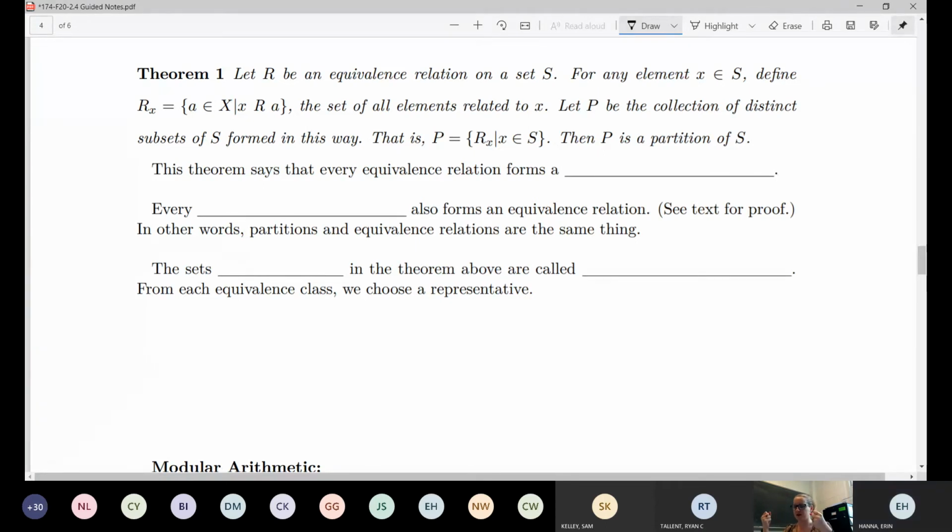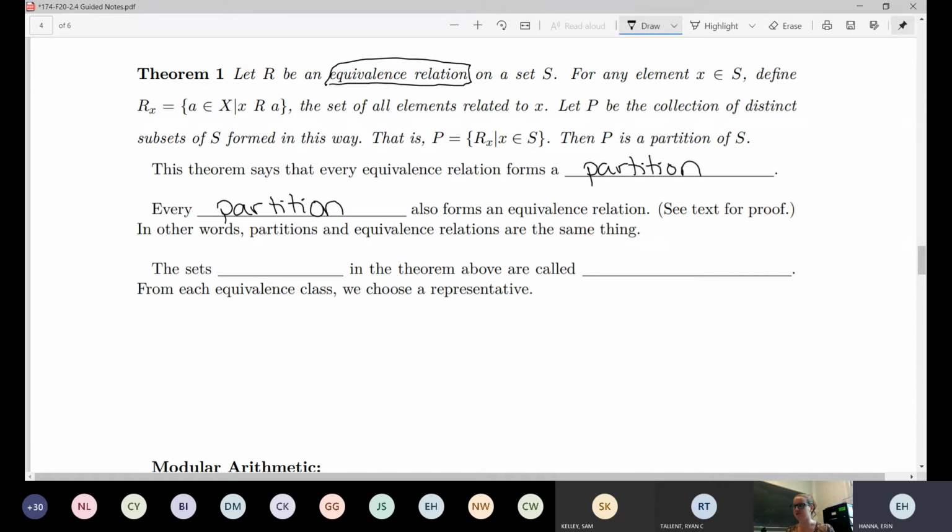So essentially this theorem says that every equivalence relation, not every relation in general, every equivalence relation forms a partition. And every partition also forms an equivalence relation. So it goes both ways. If you have a partition, you can have an equivalence relation from it. Or if you have an equivalence relation, you can get a partition.